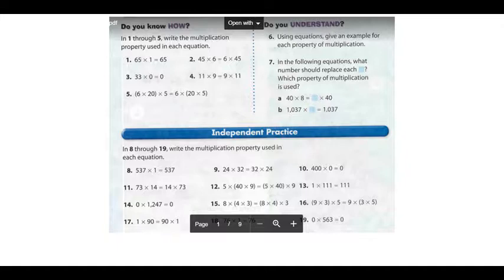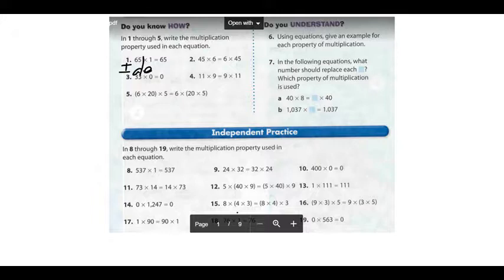Number 1, 65 times 1 equals 65. You look up, you can see that anything times 1 is the identity property, and you'll get itself. So you would write in there identity property. Go ahead and write that. My pen's a little bit slow. Pause, or I'll pause, and you can write that.